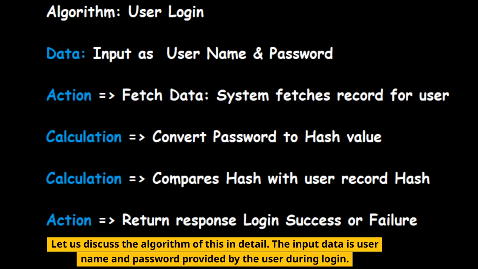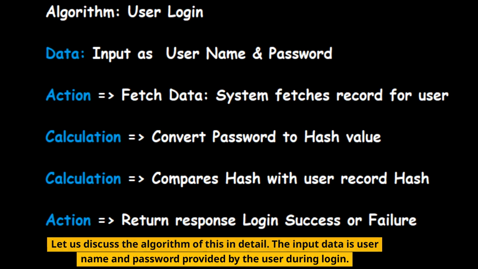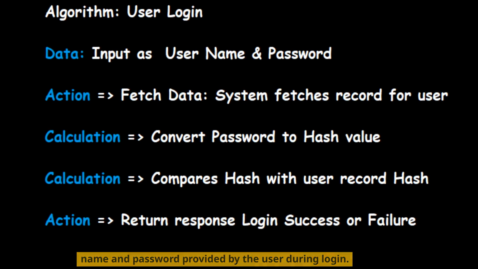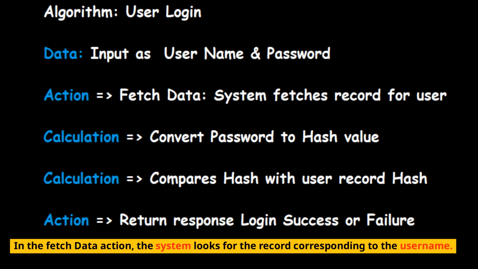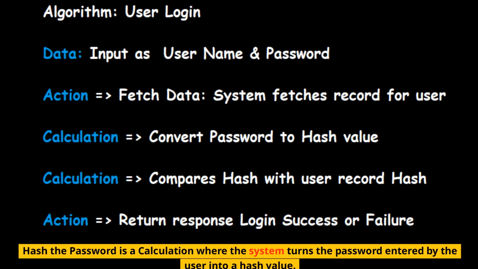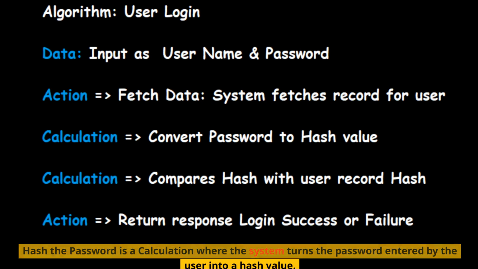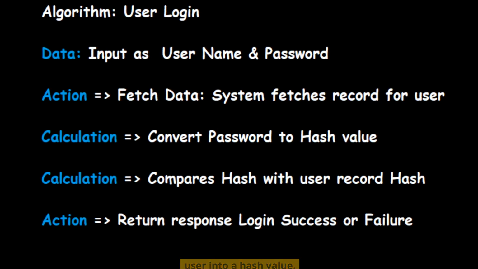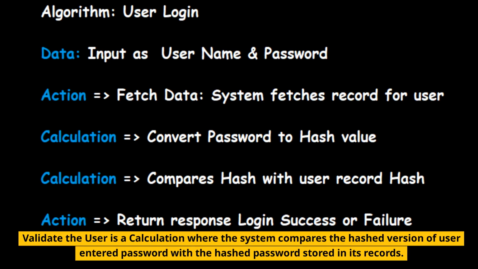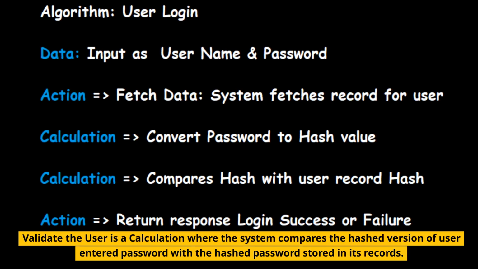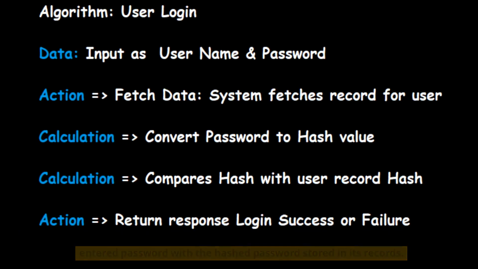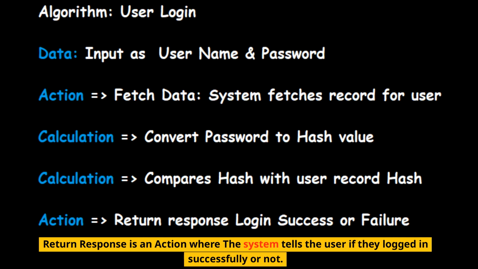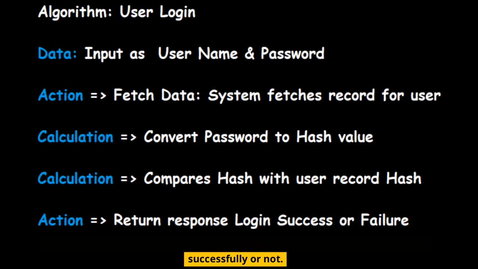Let us discuss the algorithm of this in detail. The input data is the username and password provided by the user during login. In the fetch data action, the system looks for the record corresponding to the username. Hash the password is a calculation where the system turns the password entered by the user into a hash value. Validate the user is a calculation where the system compares the hashed version of the user-entered password with the hashed password stored in its records. Return response is an action where the system tells the user if they logged in successfully or not.